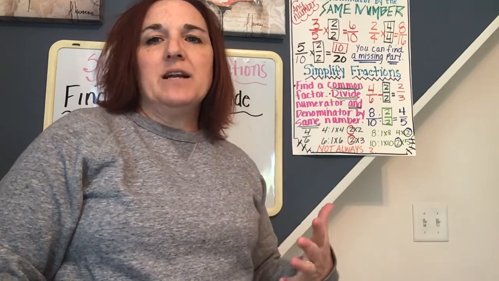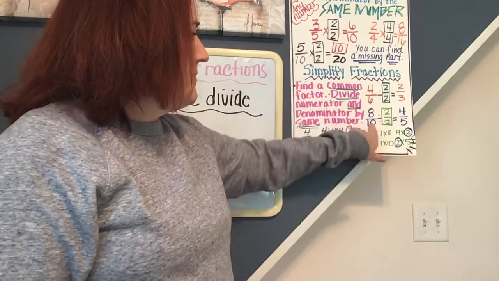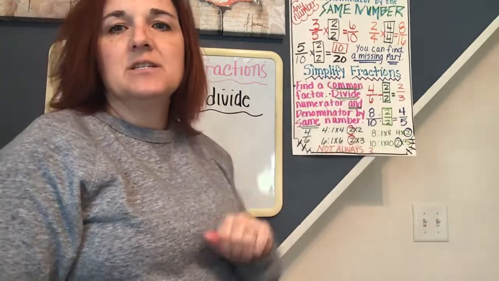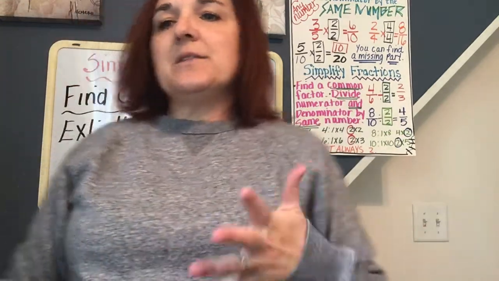Otherwise, you're going to have to keep dividing. So I've given you some examples here, how to find the greatest common factor and reducing that fraction into simplest form. So let's get started.